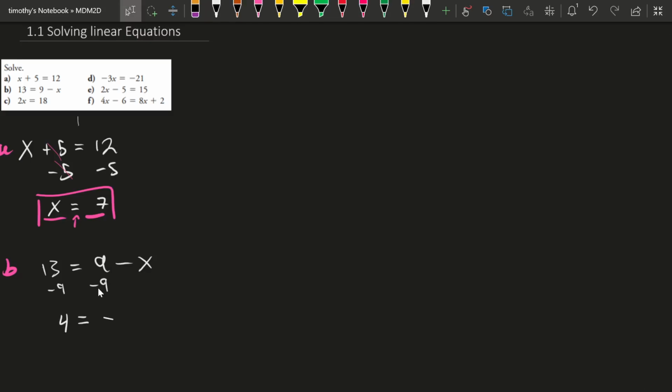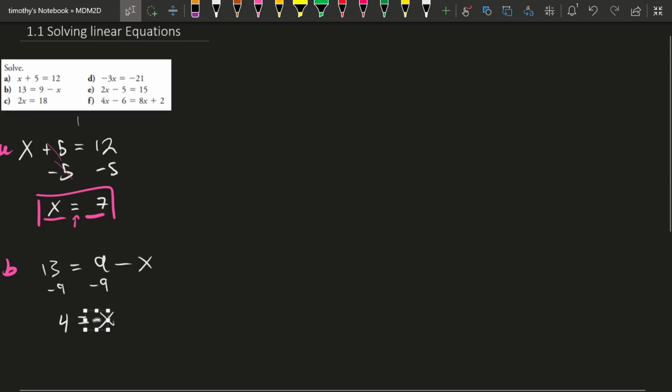And what's left over here? A negative x. Okay? This is where a lot of people mix up. They forget the fact that this negative actually belongs to the x here, and they end up writing x equals 4 as their answer. This is incorrect, because this negative sign needs to be maintained because it's in front of x. It's the coefficient of x.